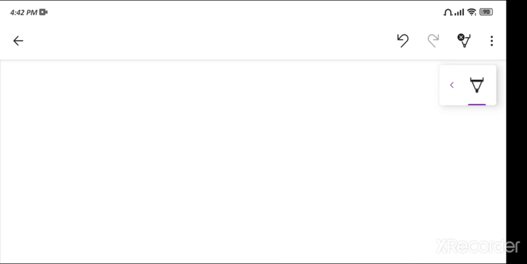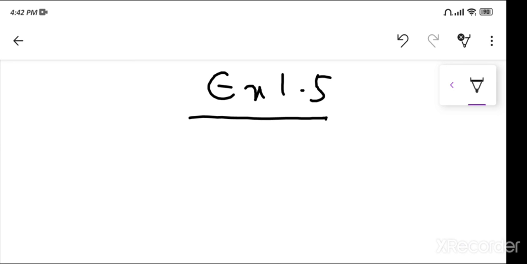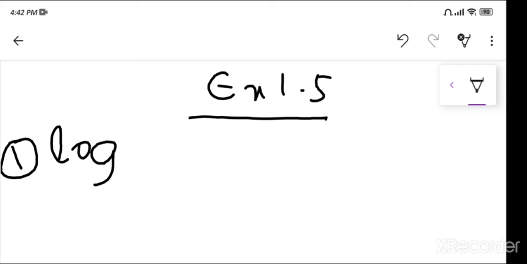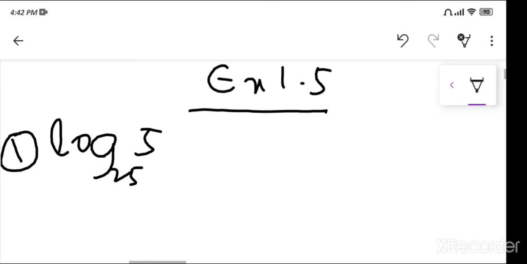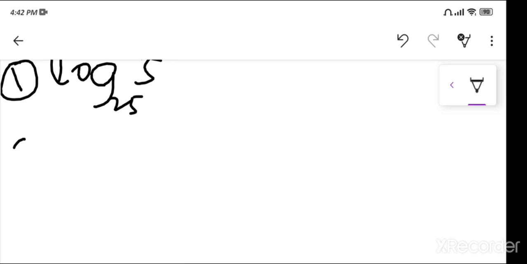So the first sum is log 5 to the base 25. Alright, this is simple. Let me write the 1.5, first one, log 5 to the base 25. How do you do that? Alright, it's pretty simple.